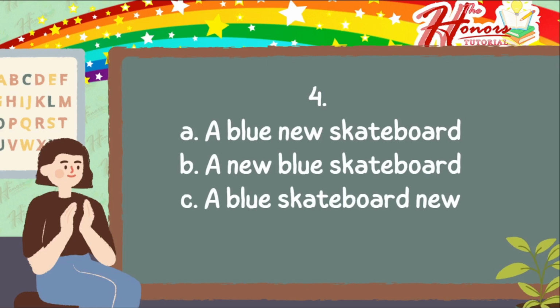Alright, the correct answer is letter B. A new blue skateboard. So we have here the determiner "a," followed by the age "new." Next is the color, which is blue, and then the noun, which is the skateboard. Do you understand?